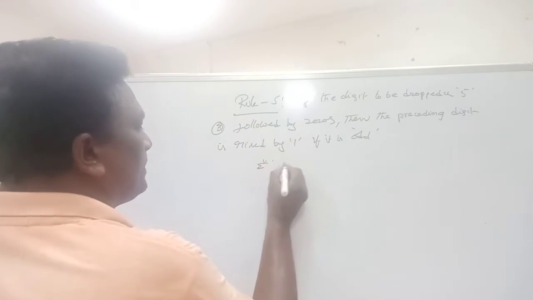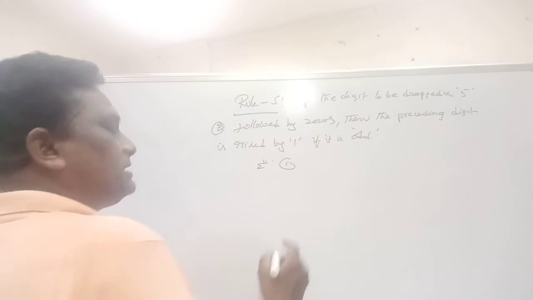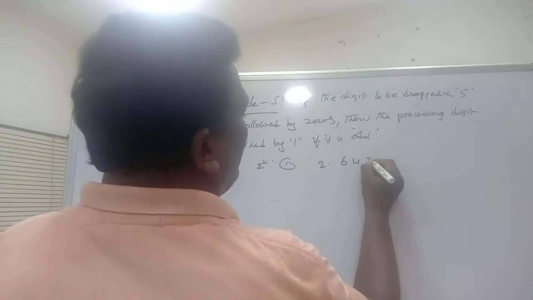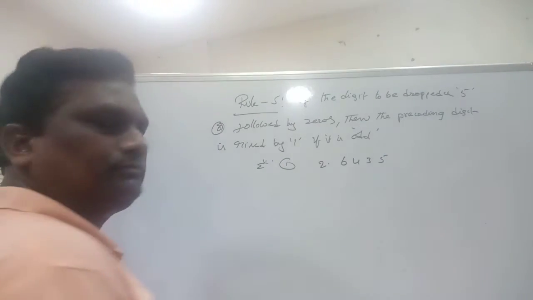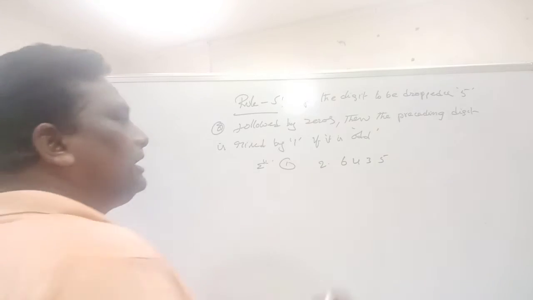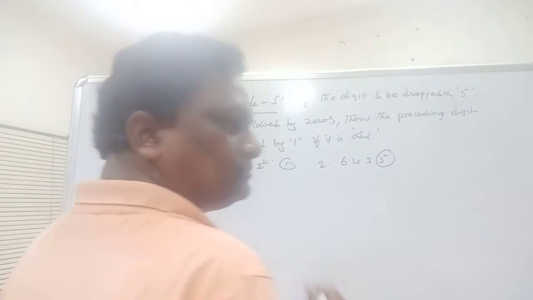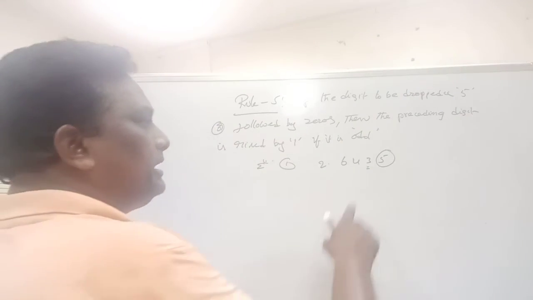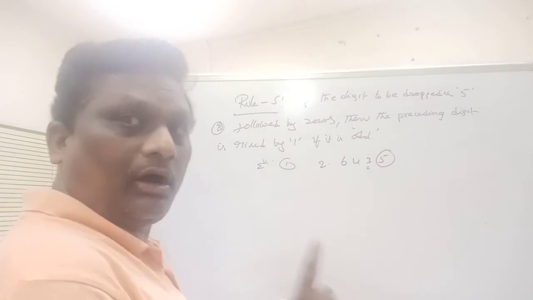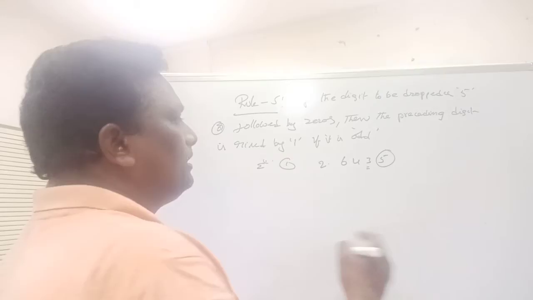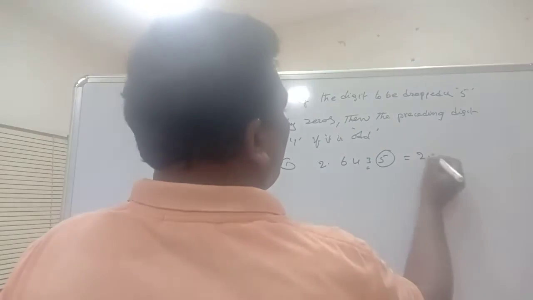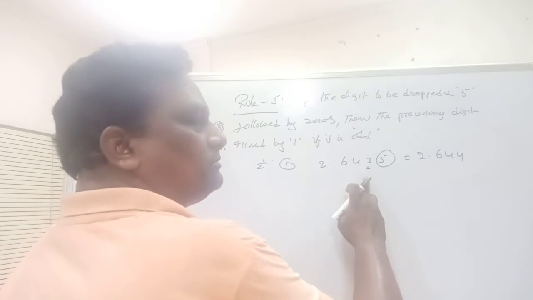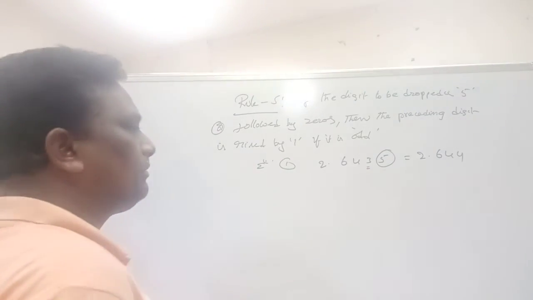Example, suppose if you take this example 2.6435. See, you want to drop this 5, then check the preceding digit. So here preceding digit is 3, that is odd, so it is raised by 1. So answer is 2.644. Why? Because it is odd, so it is raised by 1.